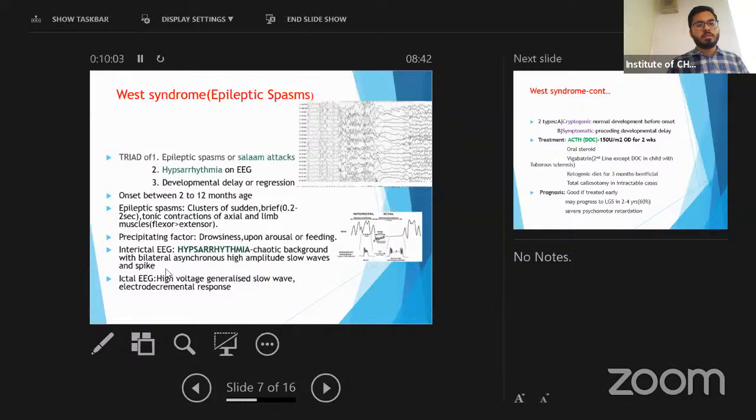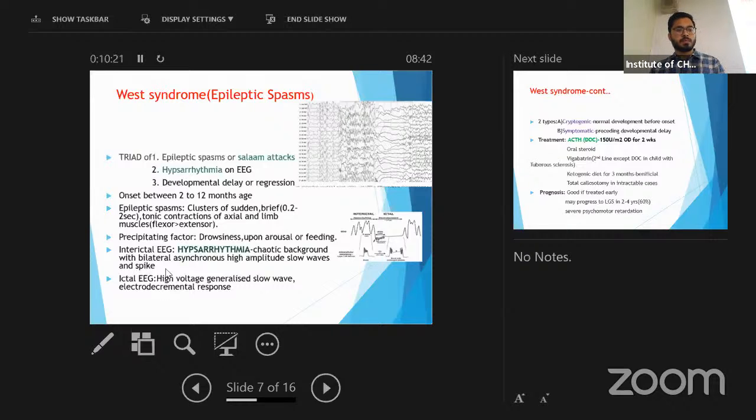West syndrome, which is epileptic spasms. This is a classical triad: epileptic spasms or salaam attacks, hypsarrhythmia on EEG, and developmental regression. Onset is between 2 to 12 months of age.